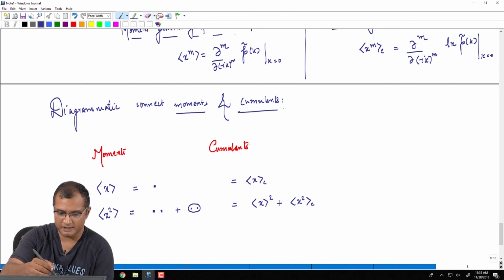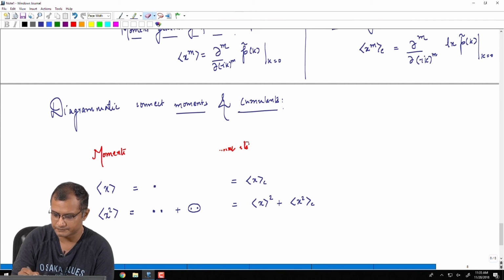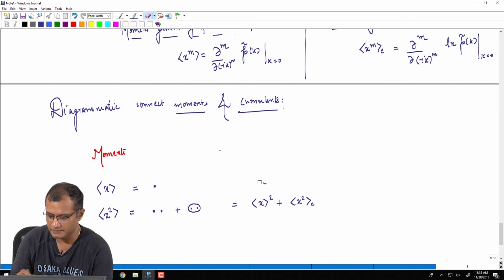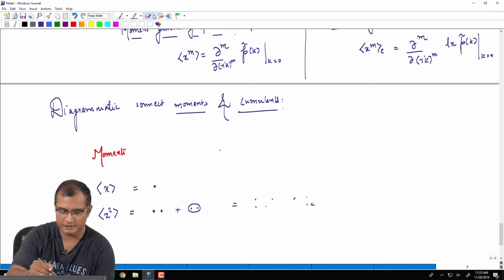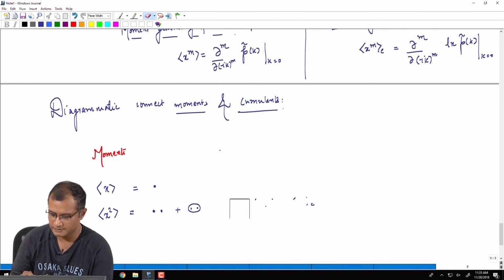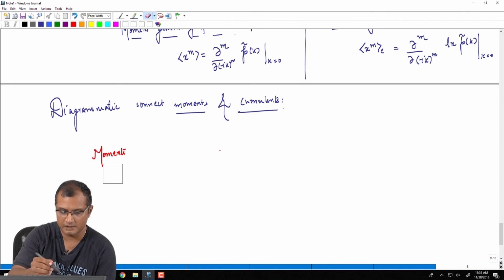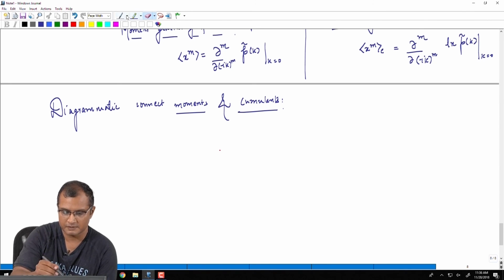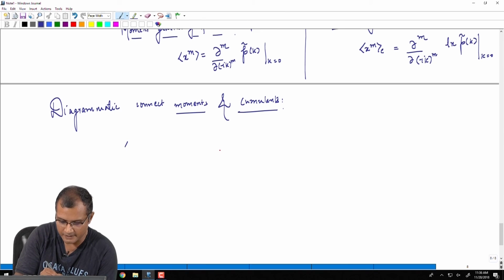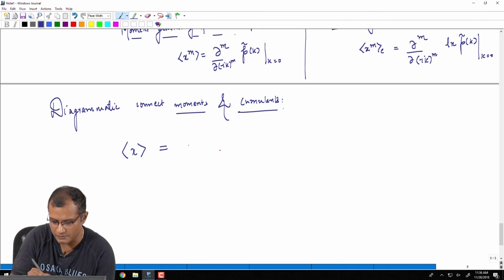Maybe this is better if I write it below. So, I am going to write them below the dot. The first moment is just a single dot, and that is nothing but the first cumulant.